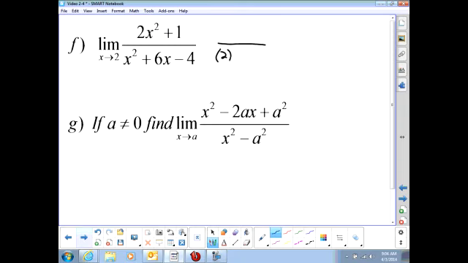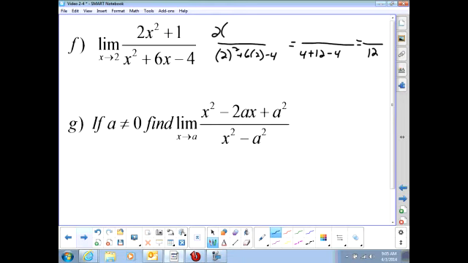We've got 2 squared plus 6 times 2 minus 4. That'll give us 4 plus 12 minus 4. So we'll just get 12 in the denominator. So therefore, this is going to be something we can just do direct substitution with. So we'll just also plug into the numerator, and we'll be able to find our limit.